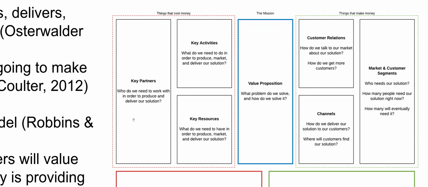Who are you working with to deliver or to produce that value, and what are the steps that you need to take to deliver that value? So these are the things that would cost the company.